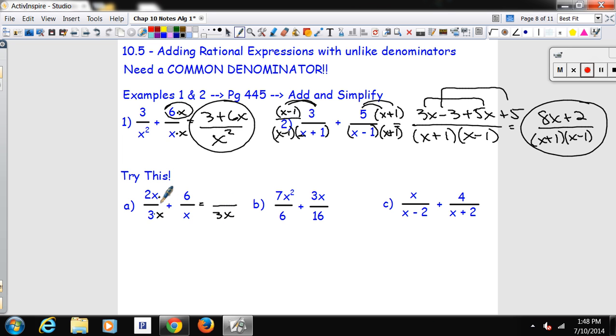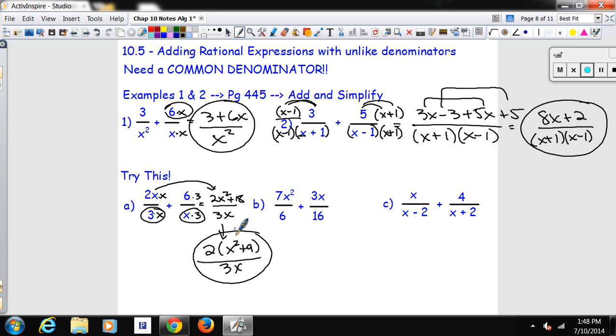This one, your common denominator would be 3x. Multiply this by x, multiply this one by 3. That'll give you 3x here and 3x here. You're going to get a 2x squared, and you're going to get 18. Now that could actually be reduced. You could take a 2 out of those. That's going to give you x squared plus 9 over 3x. So that would be a better reduced fraction.